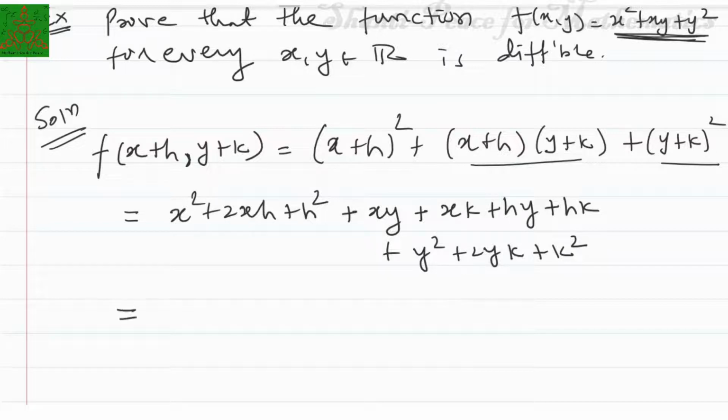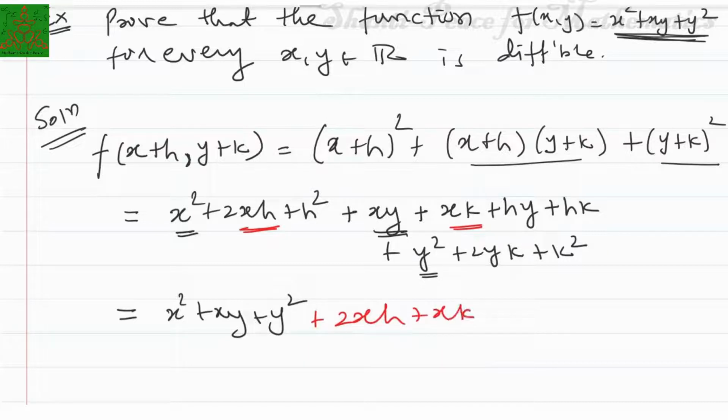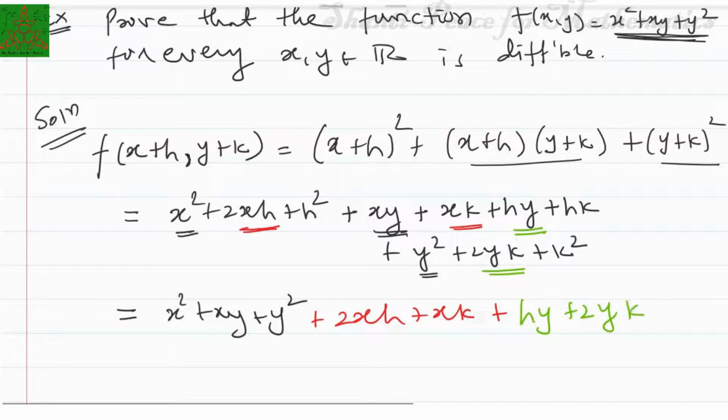Now I am writing whatever the terms without h and k first, that is x square plus xy plus y square. Secondly, with x I am writing, there are two terms with x which also involve h and k, so that is 2xh plus xk. The third one, I am writing the terms with y which involve h and k, there are two terms, so that is hy plus 2yk. The last one, I am writing all the terms without x and y, so that is h square plus hk plus k square.